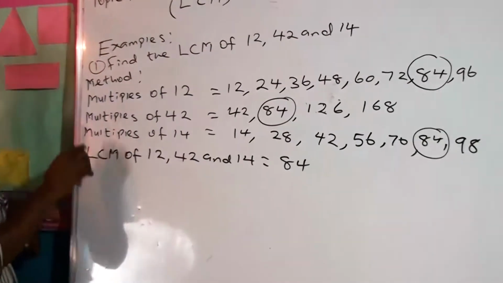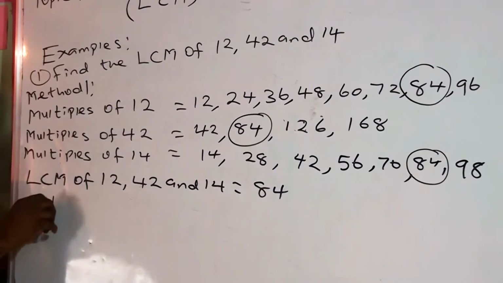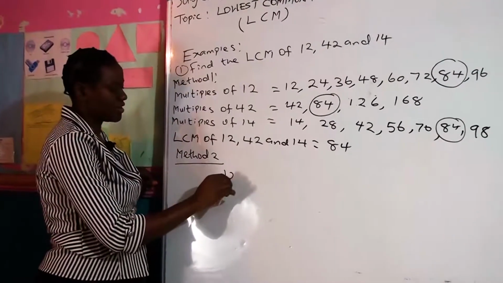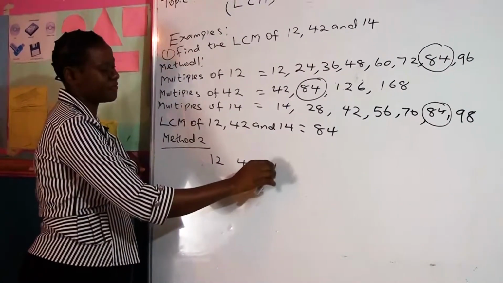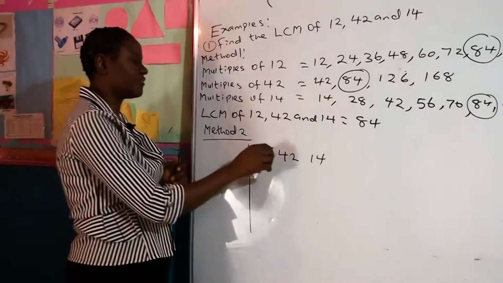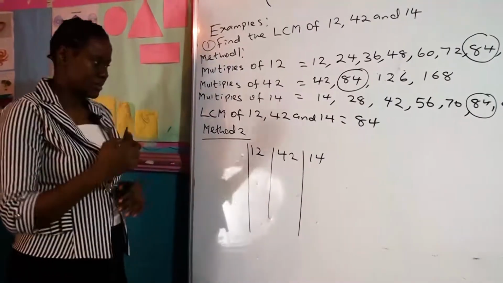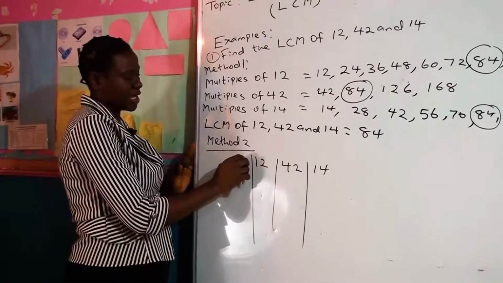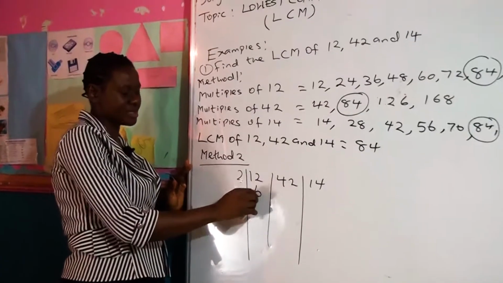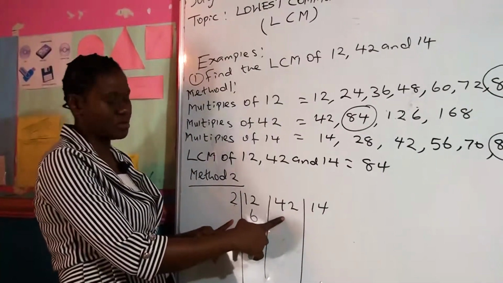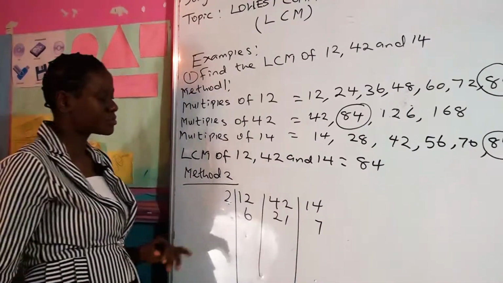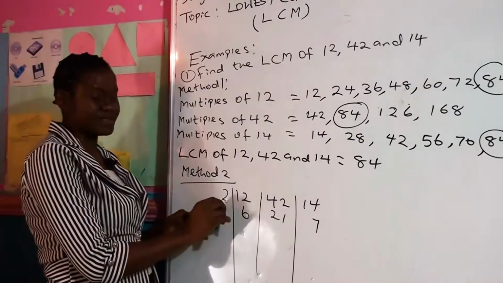Another method. Method 2, to find the LCM of 12, 42, and 14. I'll look for the numbers that could be used to divide each of them in steps. I can use 2 here. How many 2 can I find in 12? I have 6. How many 2 can I find in 42? 21. How many 2 can I find in 14? 7.